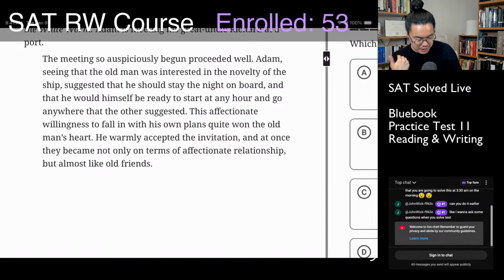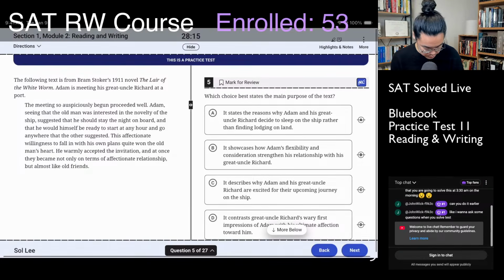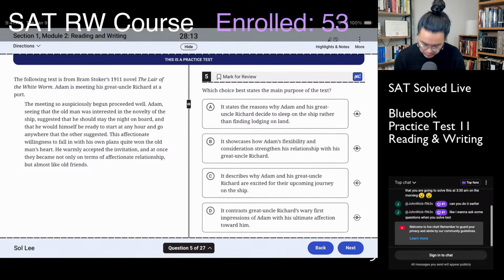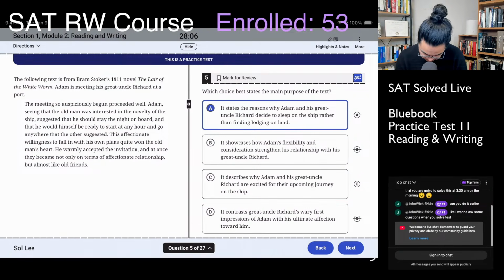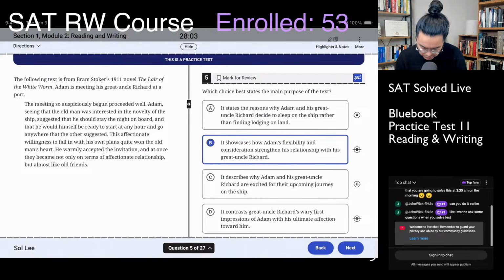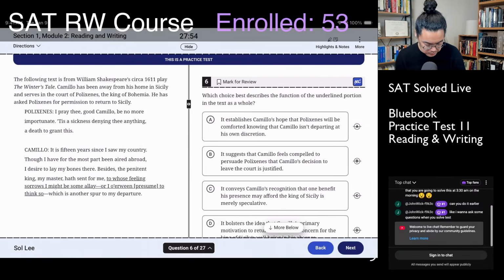And the affection quite won the old man's heart. Okay, yeah, because he's being accommodating. Not only in terms of affection, relationship almost like old friends, which is his great uncle. Okay, main purpose of the text is to show the meeting of these two people going very, very well. Ooh, that was not what I predicted, but flexibility and consideration strengthen the relationship between. Yes, that is correct. Flexibility is the scheduling, flexibility and consideration, affection. Okay, here we go.